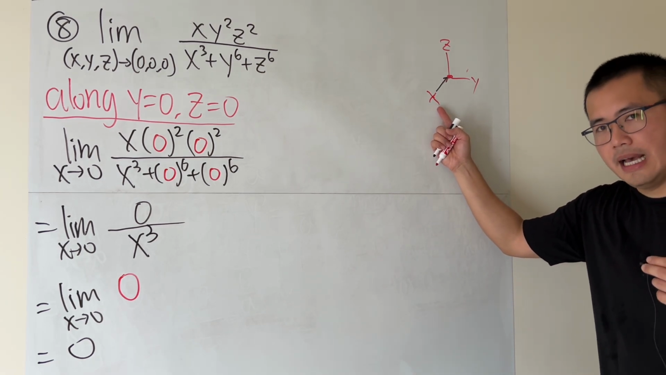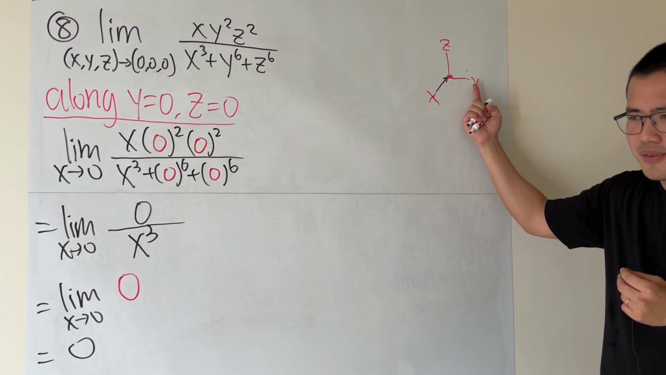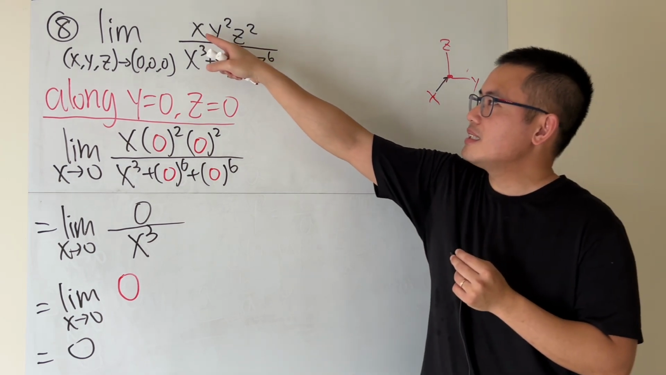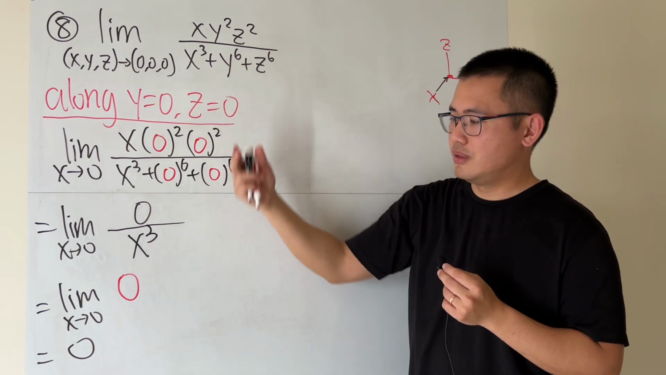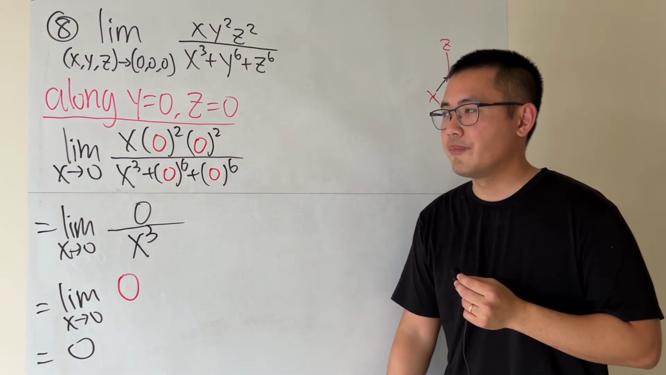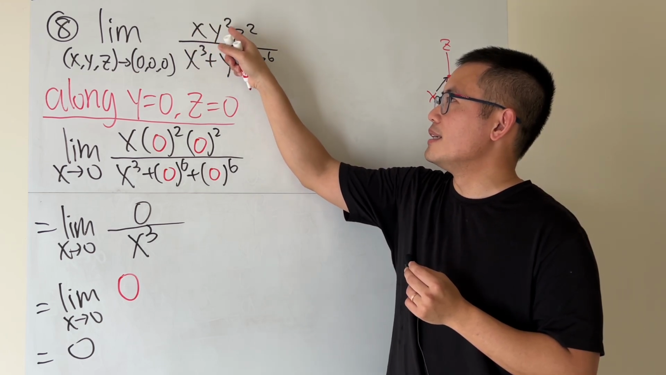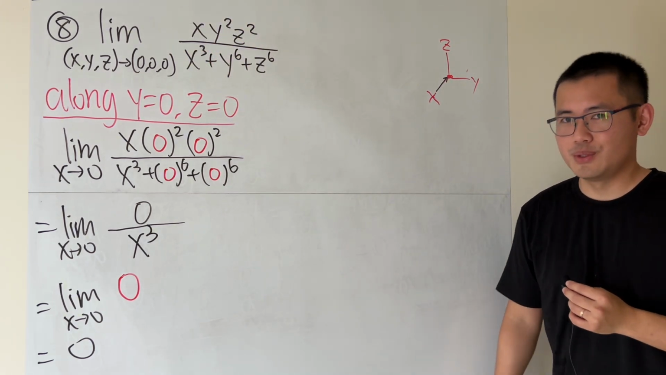Earlier we used the x-axis, but if we want to try the y-axis, for example, that means x and z will be 0. But notice here, if x and z are equal to 0, then the whole thing will be 0. Same limit. That's not what we want. If you want to try with the z-axis, same thing, right? X times y squared will end up with 0 as well. So now what can we do?